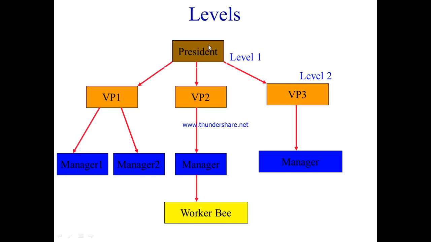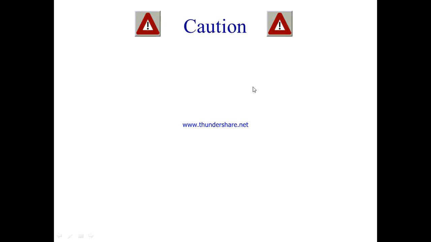So level 1 is the root node. Level 2 is the next level. Okay, level 3 is this level. The manager's level is level 3 and worker B's level is level 4. So we are starting with level 1, 2, 3 and 4. Right? So this tree is having how many number of levels? There are 4 levels. Alright.